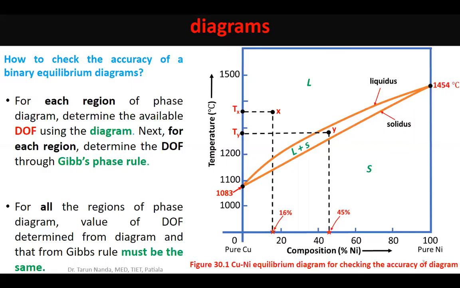So today I'm going to discuss with you that if you have a binary equilibrium diagram with you, constructed through some experimental methods, and now you are interested in finding out whether the diagram is absolutely correct or not, this is how we go about it. As we have done for unary systems also, generally the accuracy of the diagrams is checked that we go to each type of region. For example, in this copper nickel binary equilibrium diagram, we have three distinct types of phase regions. We have two single phase regions.